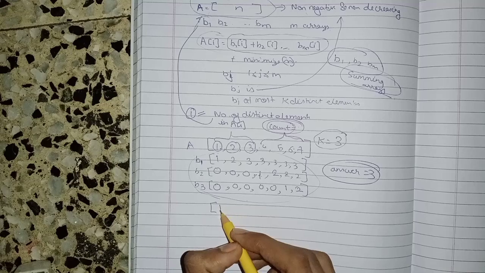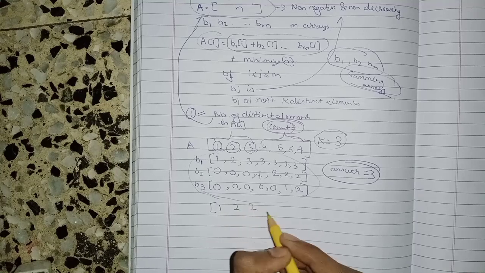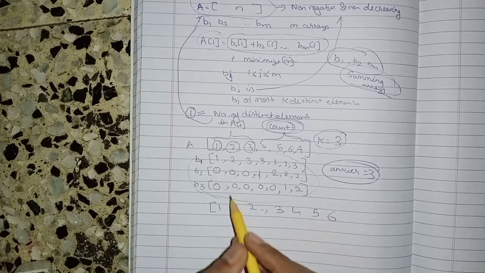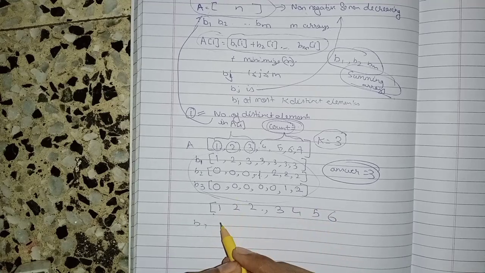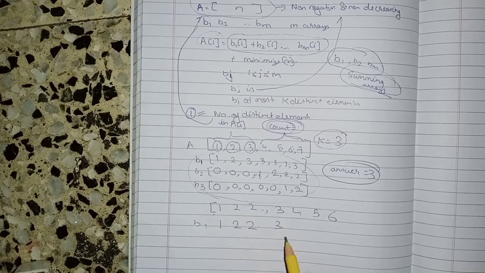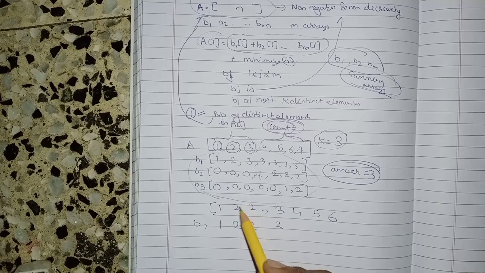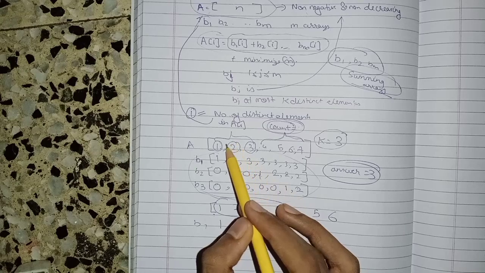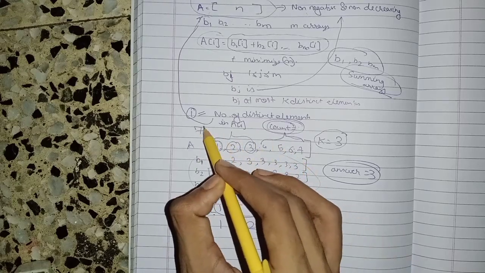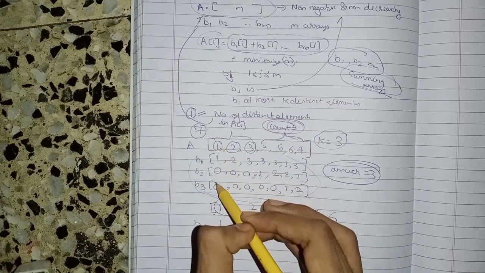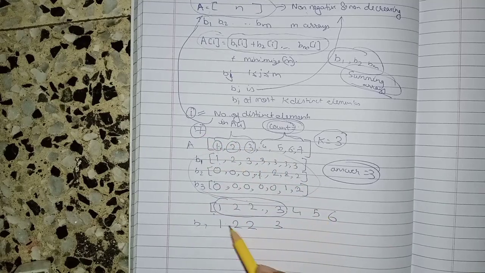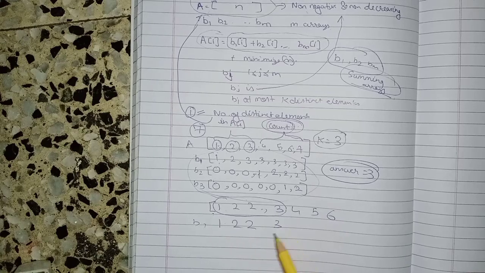Suppose my array was 1 2 2 3 4 5 6. In that case b1 would have been 1 2 2 and 3. So the number of distinct elements just implies how many different terms I need to fix. In the earlier array we had seven distinct terms, so I had to fix the sums for 7 distinct terms. Here I have 6 distinct terms, so I just have to fix 6 terms using the summation array.